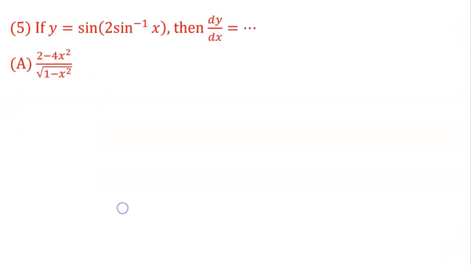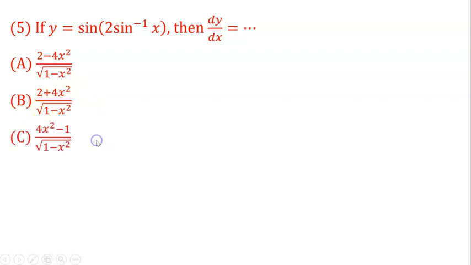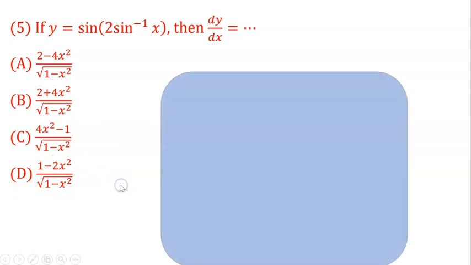Now next question. If y is equal to sine of 2 sine inverse of x, then dy by dx is equal to: the first option A is (2 minus 4x square) upon root of 1 minus x square. B is (2 plus 4x square) upon root of 1 minus x square. C is (4x square minus 1) upon root of 1 minus x square. D is (1 minus 2x square) upon root of 1 minus x square.